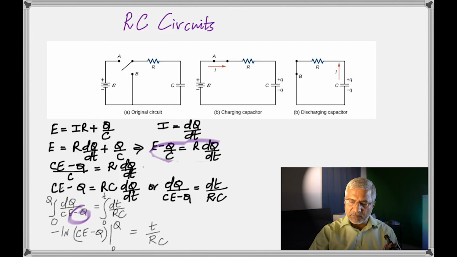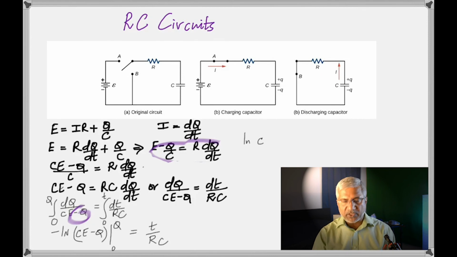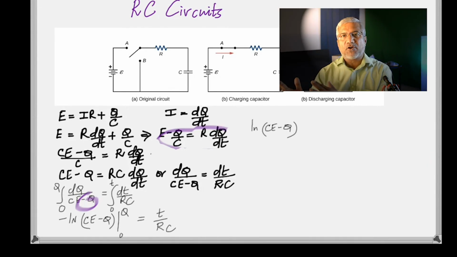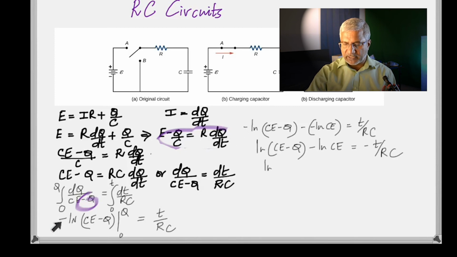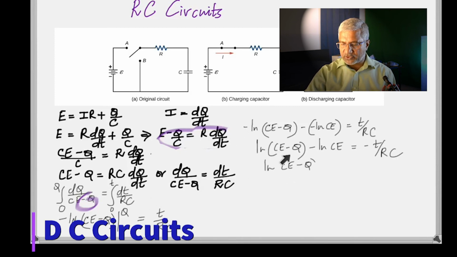Next, substitute the limits. First, in place of Q, we will put Q, and then we will put 0. So that'll bring two terms, and then you're going to get something like log A minus log B, which you know is log A divided by B. Okay, there you have the two terms. Be careful about the two negatives. One is the negative between the upper limit and the lower, and then there's also a negative here because this whole thing is negative. Do that carefully, and then you see this becomes natural log of (CE minus Q) by CE is equal to negative T by RC.